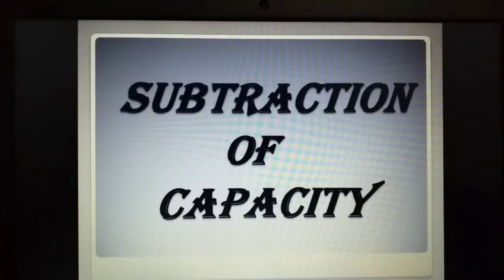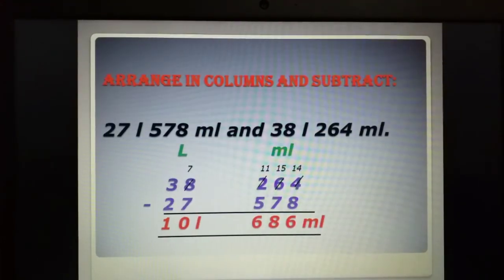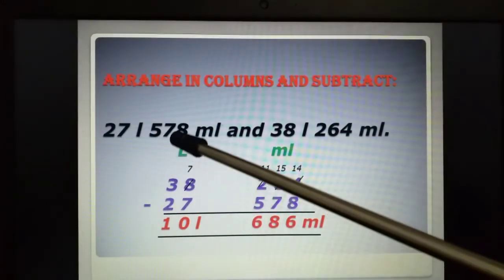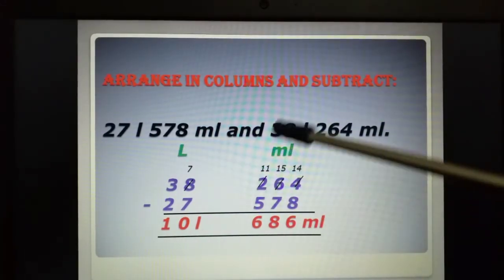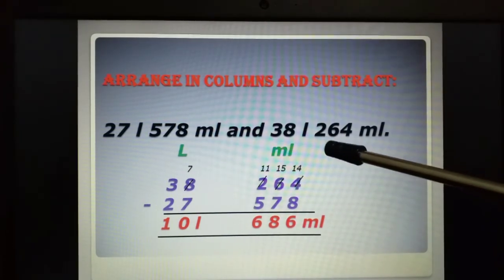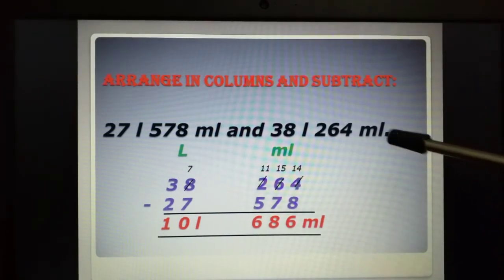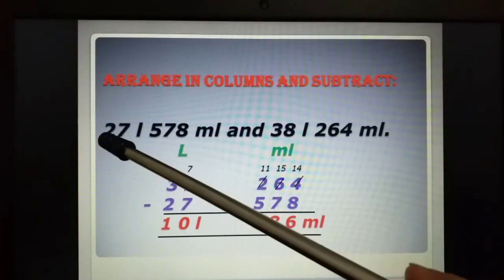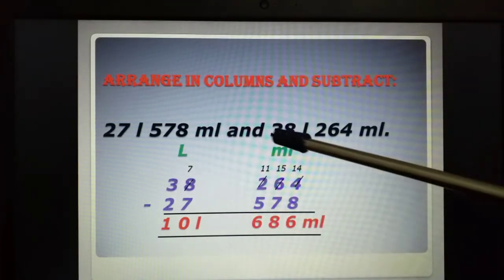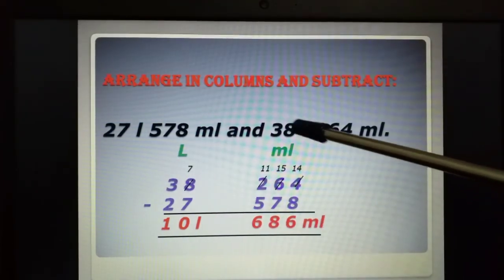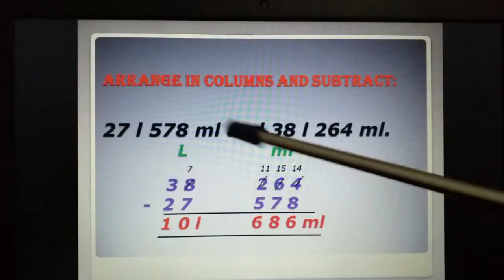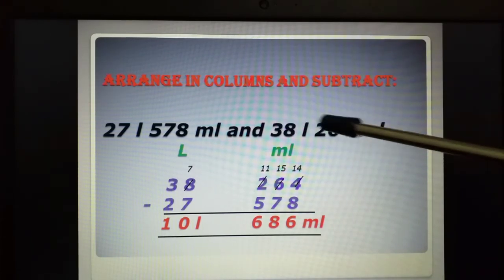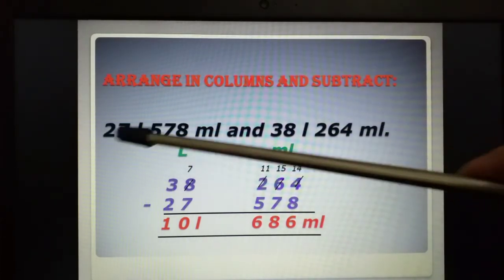Now subtraction of capacity. Arrange in columns and subtract. Here our question is 27 liters 578 milliliters and 38 liters 264 milliliters. Now first of all we have to compare the units of liters. Here 27 liters and 38 liters. Which one is bigger, 27 or 38? Yes, 38 is bigger. So this number will be minuend and this number will be subtrahend.